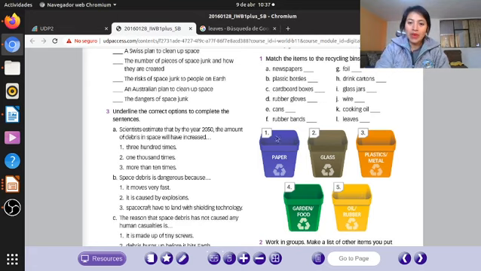Very good. Number 1, plastic bottles. We are going to throw plastic bottles in bin number 1, 2, 3, 4, or 5? Very good. Number 3. Here we are going to write number 3. Cardboard boxes.